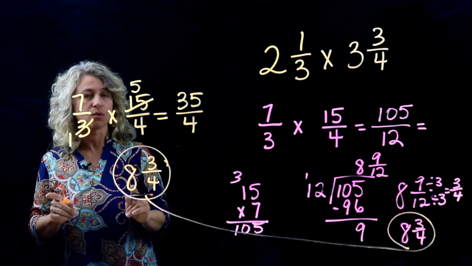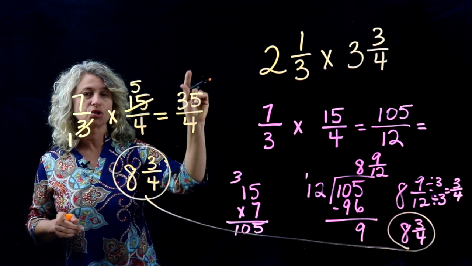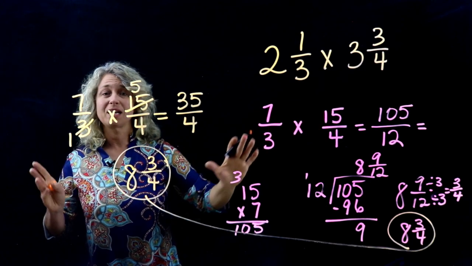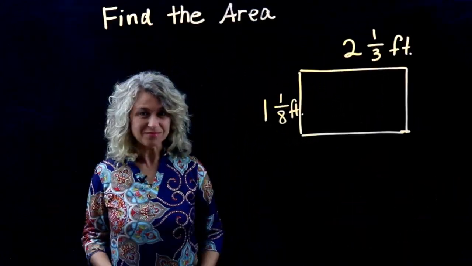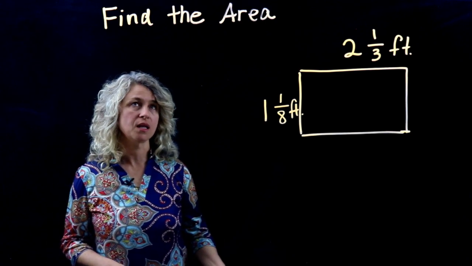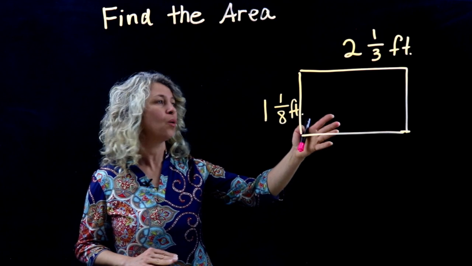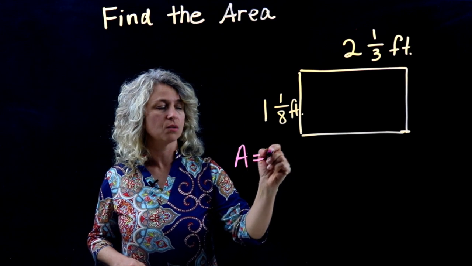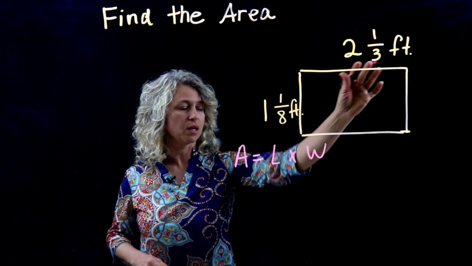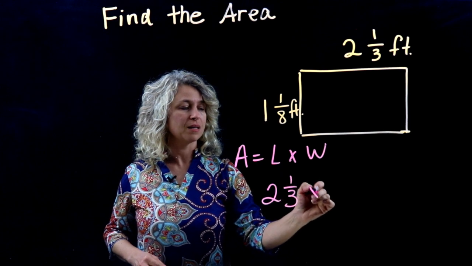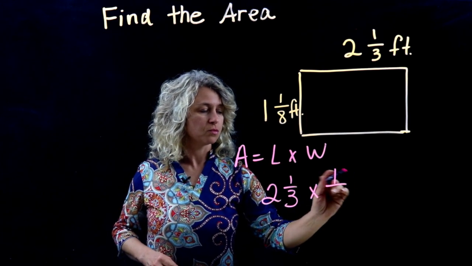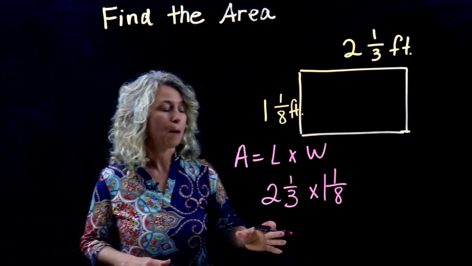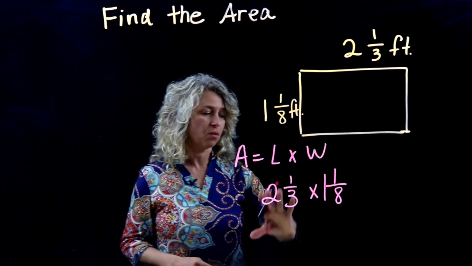But the main thing to remember when you're multiplying mixed numbers is change to improper, okay? And don't find LCMs with multiplication, all right? So here's our last example, and this is find the area. And so you see that you have a length and you have a width. Well, we know that area equals length times width. So our length is 2 1/3 times 1 1/8. Now, does it matter which one comes first? No, it doesn't. But you can just write these down and we'll multiply.